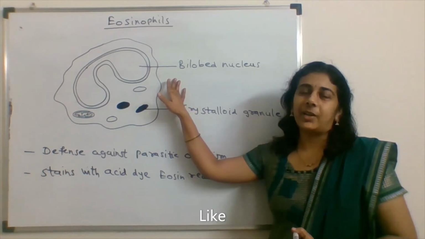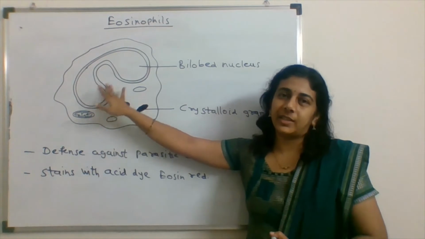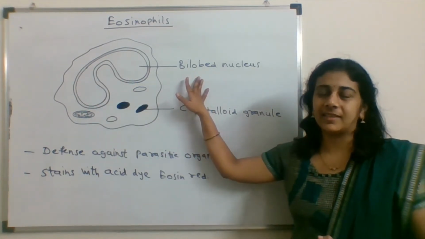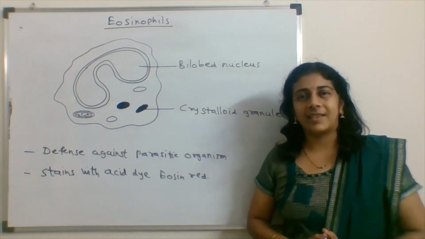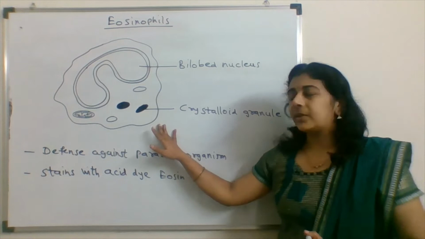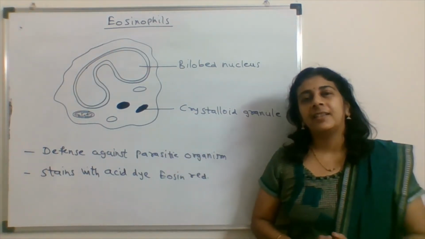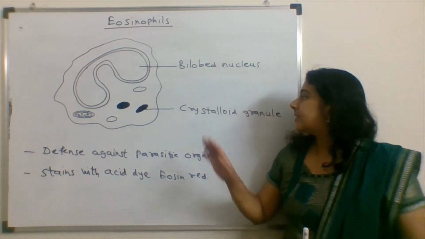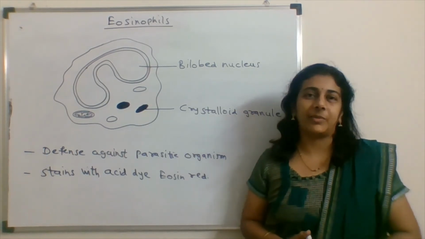Eosinophils have a bilobed nucleus. दो लोब होते हैं इनके न्यूक्लियस में, that's why we call it a bilobed nucleus. And the cytoplasm is a granulocytic cytoplasm. Granules होते हैं, ये cells phagocytic cells हैं, इसलिए इनके cytoplasm में phagosomes भी होंगे. These are crystalloid granules which will have lysozyme in them.